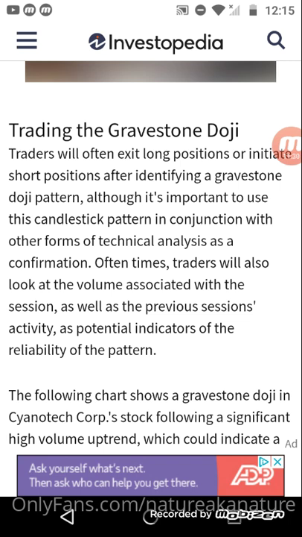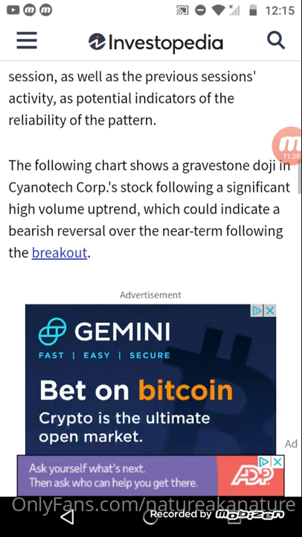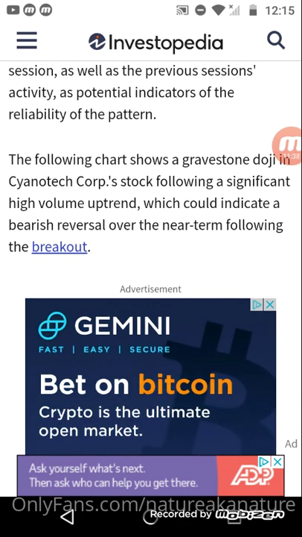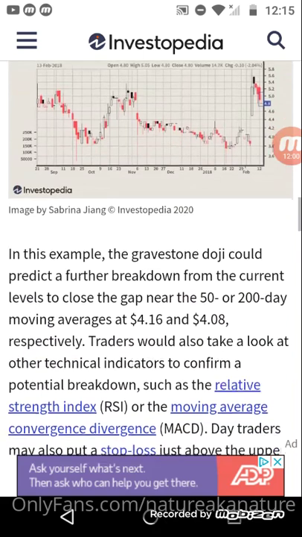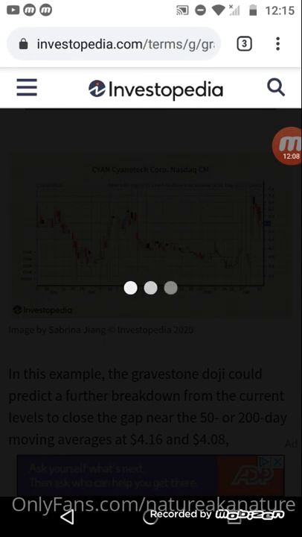So the following chart shows what a Gravestone Doji looks like following a significant high value uptrend, which could indicate that a bearish reversal is coming. We see it on a high value uptrend, a bearish reversal, which means a selling reversal is coming over the long term. So following the breakout, we're going to talk about breakouts too, and pullbacks. I got all that. We actually talk about it a little bit, and we're going to go more and more into it. You know what I'm saying? I got y'all as much information as I can.